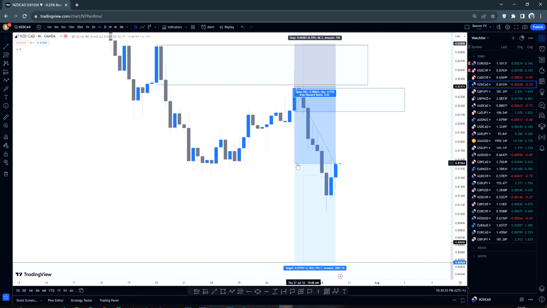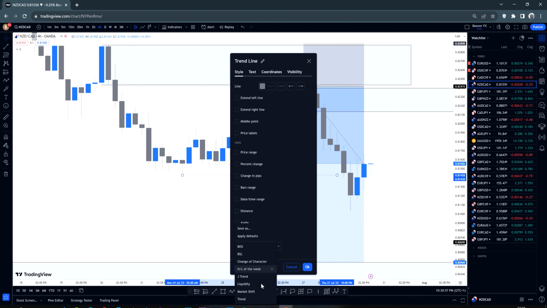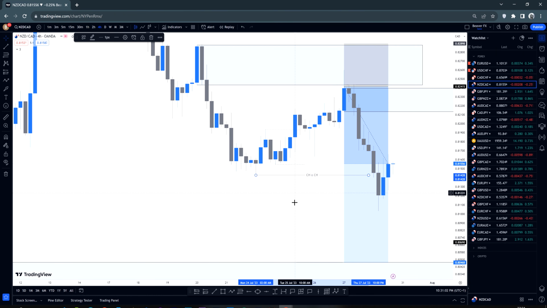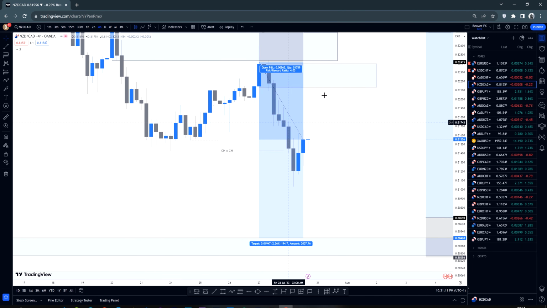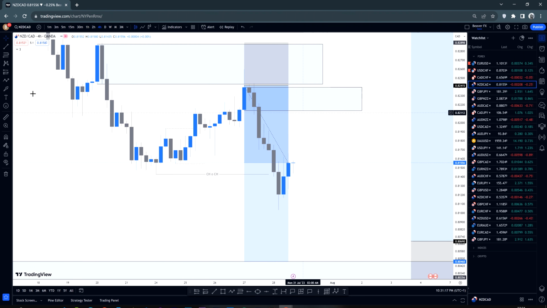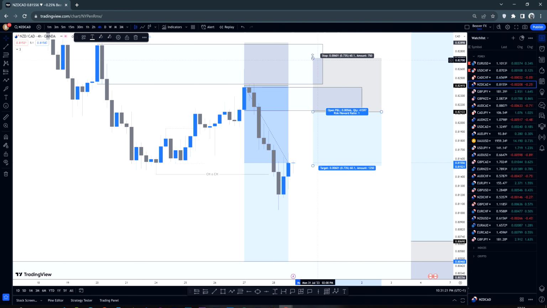Then this is a change of character or a break of structure. So after we came to the upside there, we broke through this low. So I'll probably consider that as a change of character because we're coming down now. Let's just say not really change of character, more like a break of structure. Let's come back here to retest. So hopefully there's a retest around here and we'll take it to the downside.